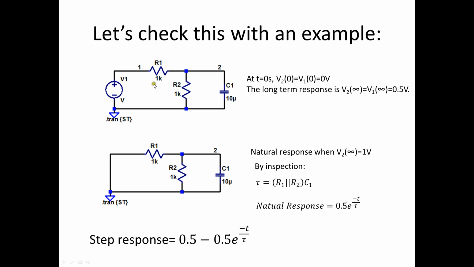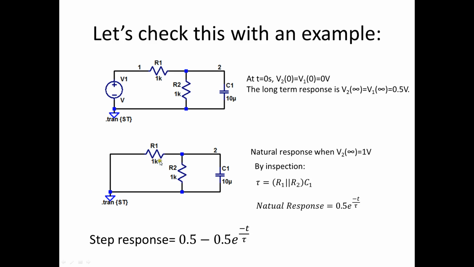first order circuits. So here we have two resistors, and we have a capacitor here, and at time equals 0, V2 at 0 equals V1 at 0 equals 0 volts, and the long-term response, V2 at infinity, V1 at infinity equals half a volt. As you can see, if this goes up to 1 volt, that resistive divider will be half a volt, because at DC this is an open circuit. So the natural response: V2 at infinity is 1 volt, and we can see that we've charged this capacitor up. Now we're going to discharge it to find the natural response.